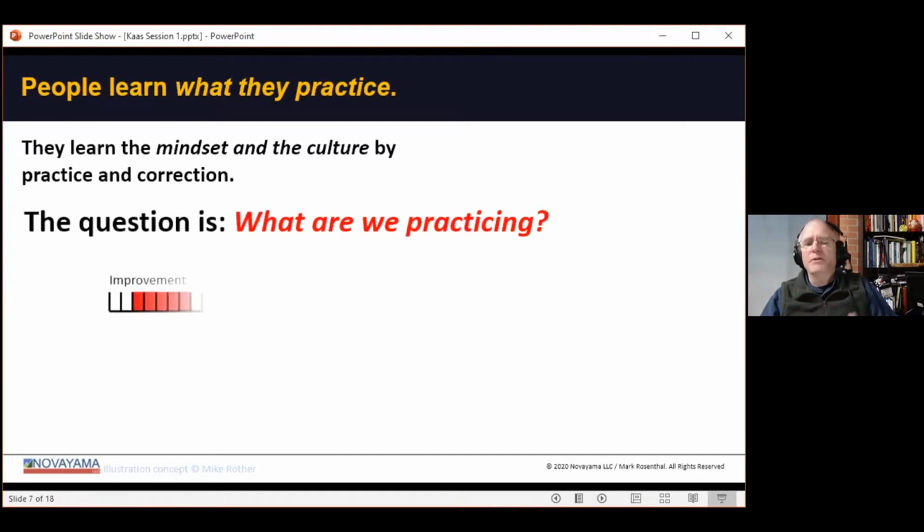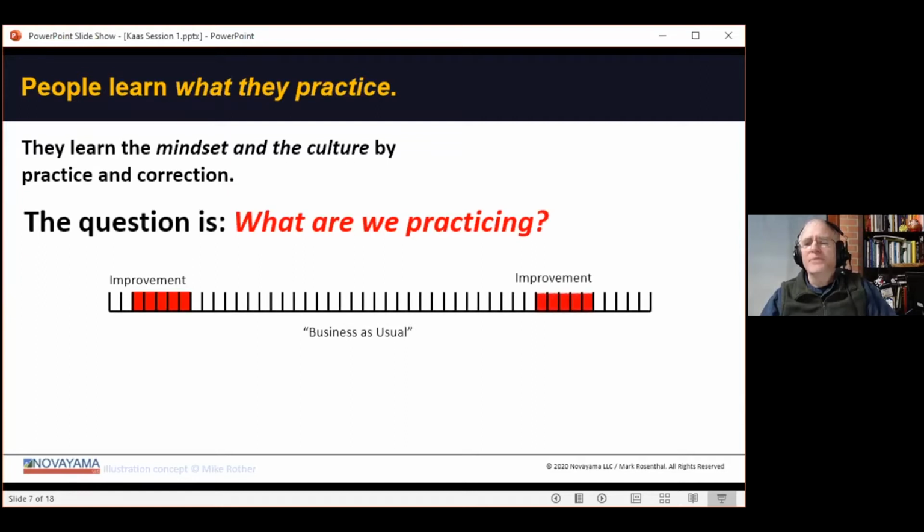And there's a great graphic that Mike Rother puts up. This is the classic way to do improvement: we'll do it for 5 days, and then we'll spend the next 20 weeks just going about our normal business. And then maybe we'll have another improvement event for 5 days, and then we'll go back to business as usual. What are the people learning in this kind of environment? Are they learning to do improvement, or are they learning business as usual? What are they practicing on a daily basis? So if improvement is an exception, we can't expect it to become embedded in the way people think.